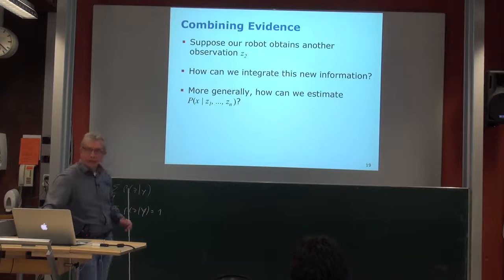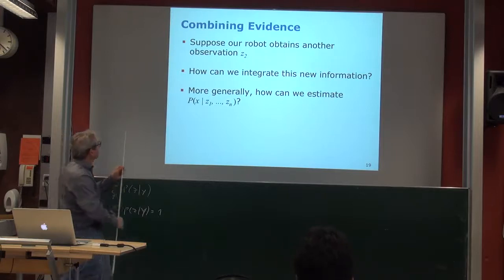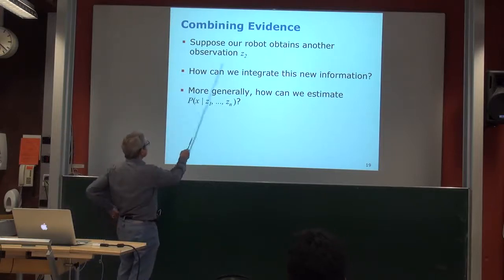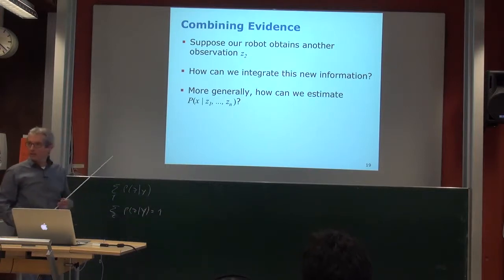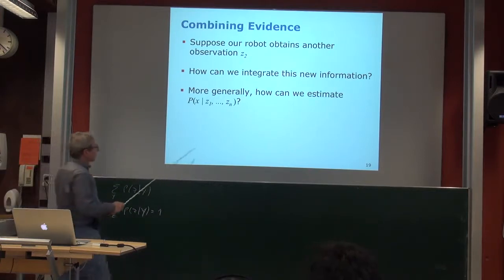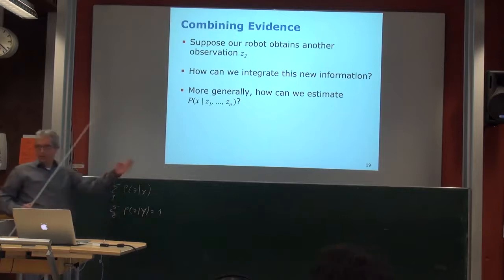Okay, as I mentioned, in practice we want to measure more often. And now comes a little bit more complicated part. Let's assume the robot obtains another measurement, z2. What can we do with this new information then? Or in general, we could ask the question: let's assume we have n measurements, and we want to know what is the state of the door given n measurements. This is the general case.